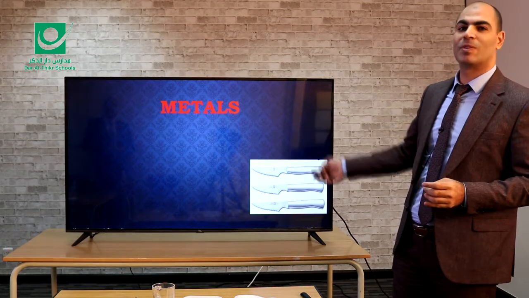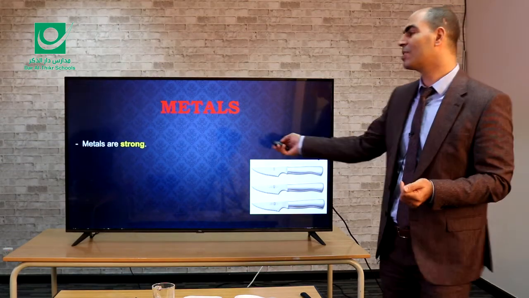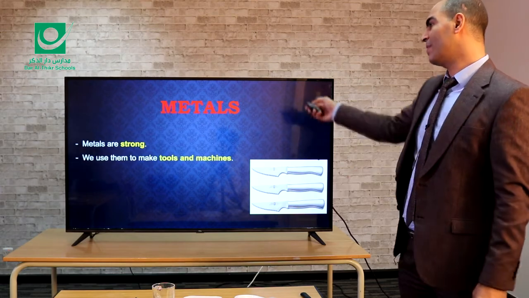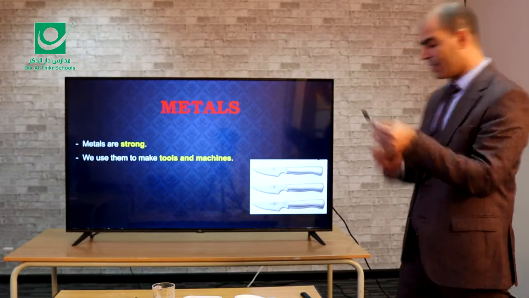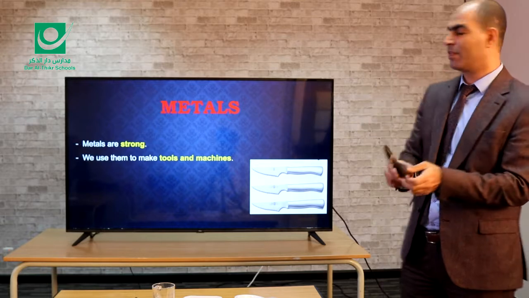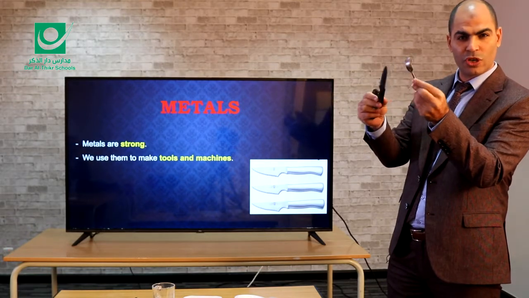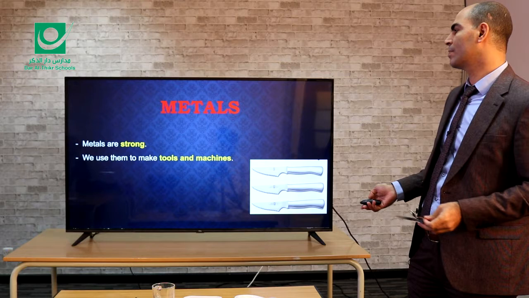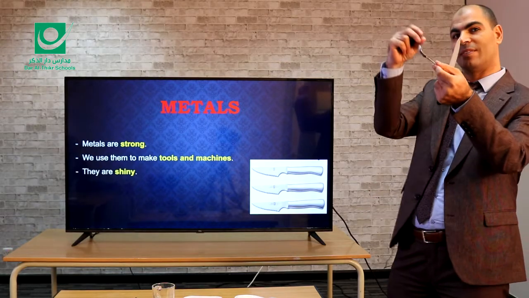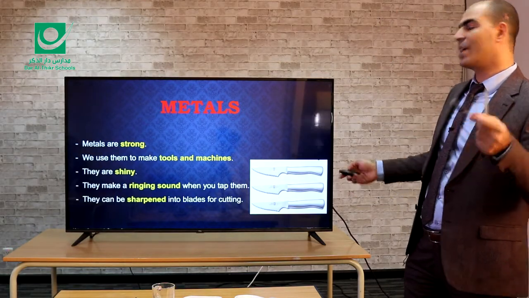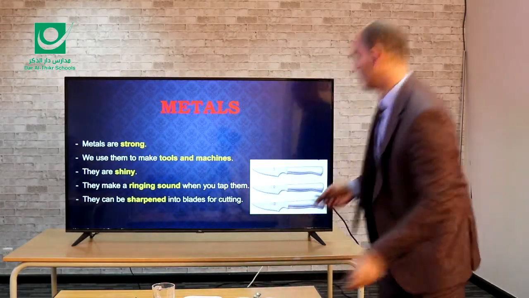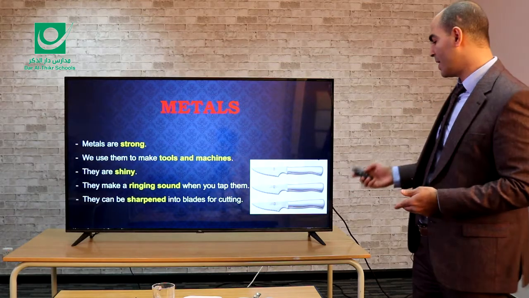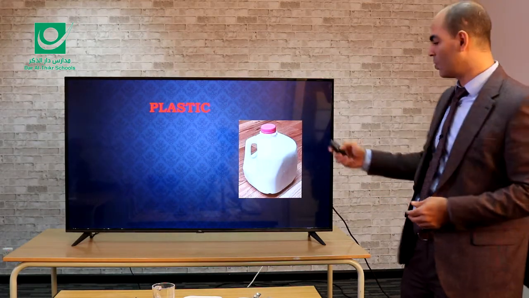Metals. Let's start with metals, and some metals are strong. These are the properties of metals. Metals are strong. We use them to make tools like the spoon, like the knife. So these tools are made out of metal. They are shiny, they shine. They make a ringing sound. Look. They ring. They can be sharpened and made into blades. Okay, so that was metal.